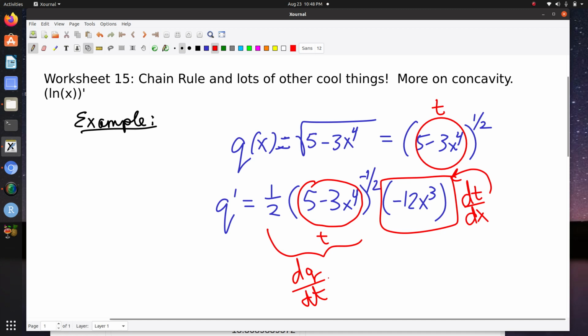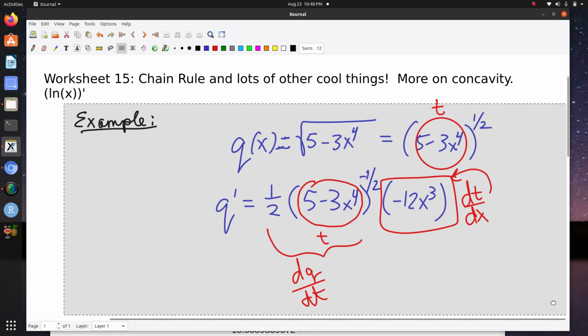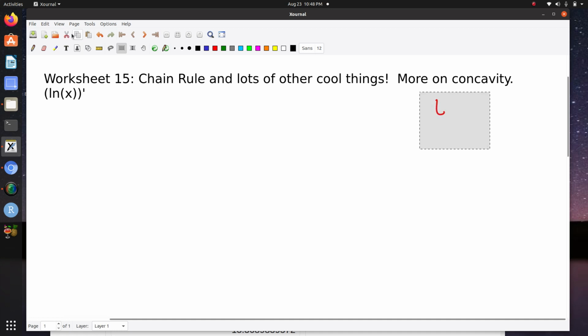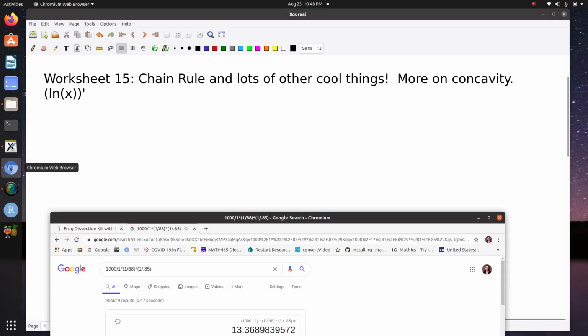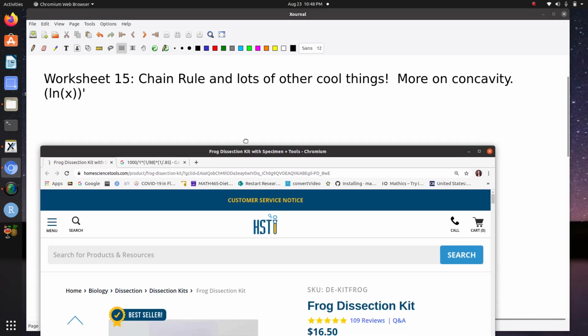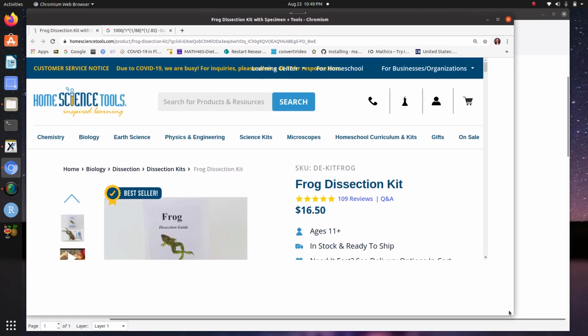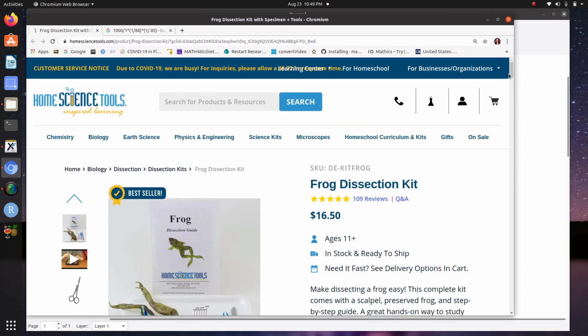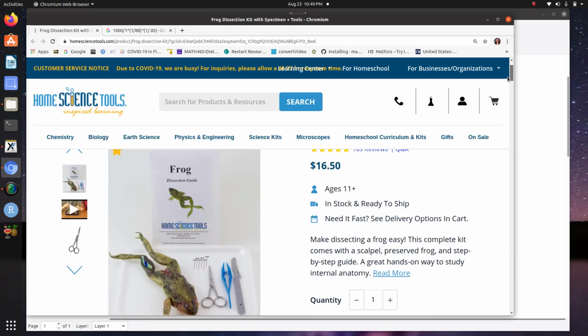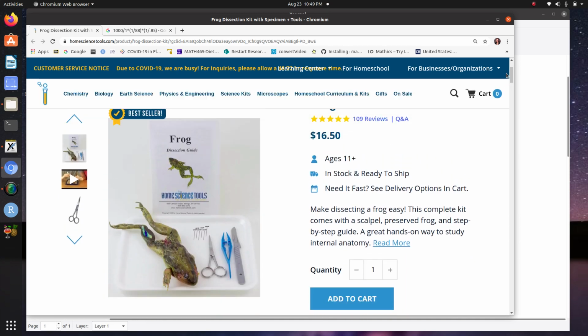Okay? So I have a visual for this, and I hope you'll appreciate this. Whenever I do the chain rule, I think about frog dissection. Okay, so humor me a bit. When I was in high school, I did a lot of dissections, like I dissected a worm, I dissected a frog, a pig, all sorts of stuff, right? I think I did like some kind of shark. It was a lot of fun.